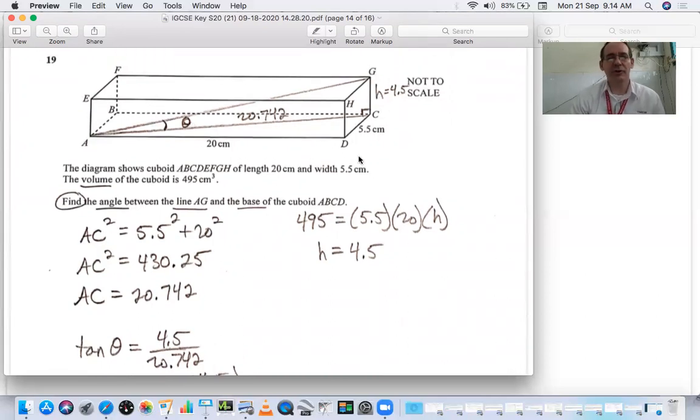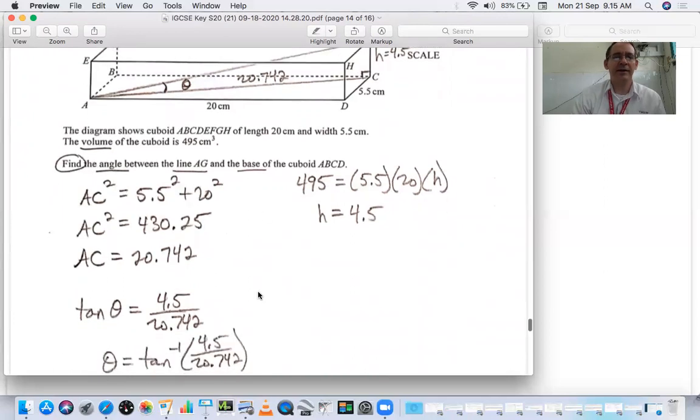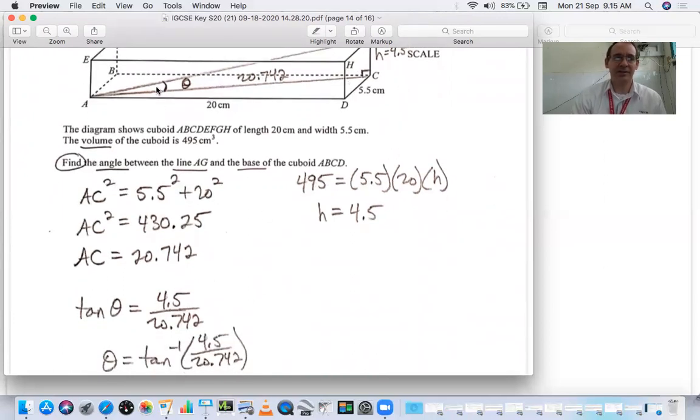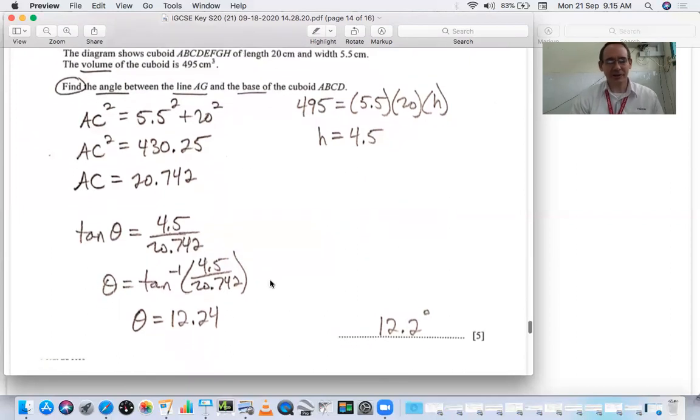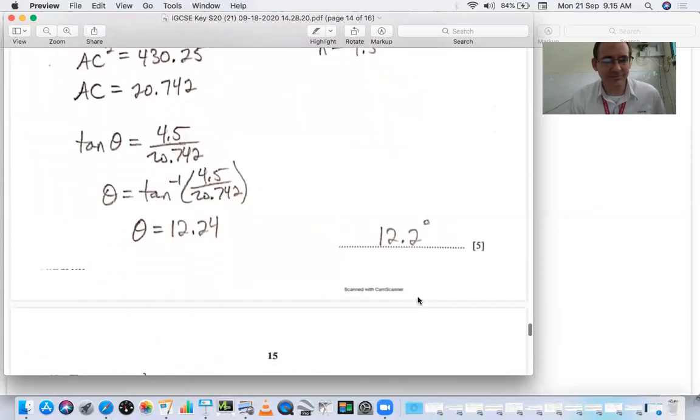Now we can use SOH CAH TOA because we have a right angle over here, and we're going to use tangent because from our angle we have opposite and adjacent. So tan theta equals opposite 4.5 over the adjacent 20.742. We do the inverse tangent and make sure your calculator is in degree mode, and you get 12.24. In Cambridge, you just need 1 decimal for degrees, so 12.2 degrees for that angle.